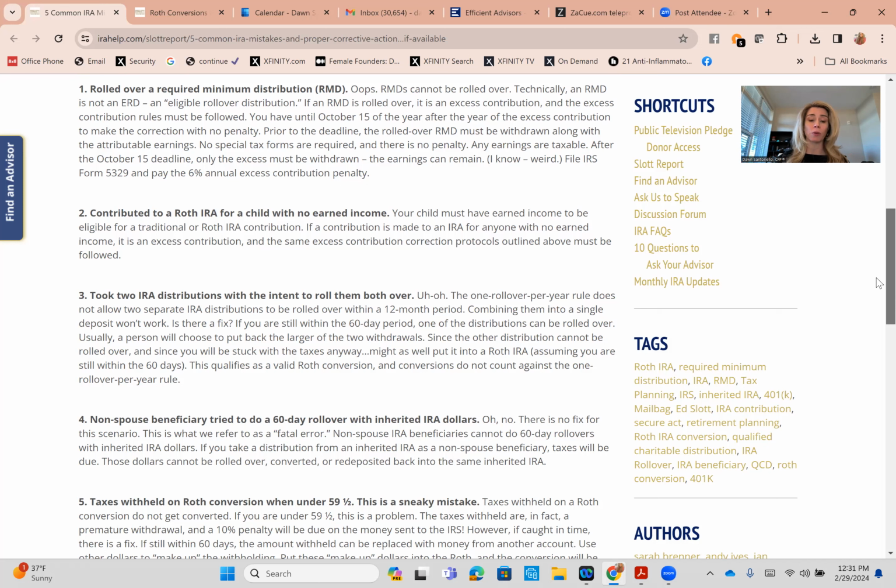So is there a fix? Well, if you're still within that 60-day period, one of the distributions can be rolled over. Usually a person would choose to put the larger of the 2 withdrawals back in. Since the other distribution cannot be rolled over, you'll be stuck with the taxes anyway, so you might as well put it into a Roth IRA, assuming you're still within that 60-day rule. This qualifies as a valid Roth conversion, and conversions do not count against that once-per-year rule. So that's how we can fix that.